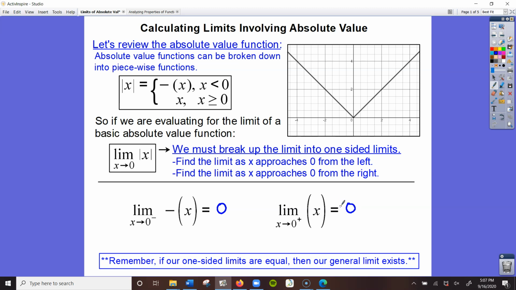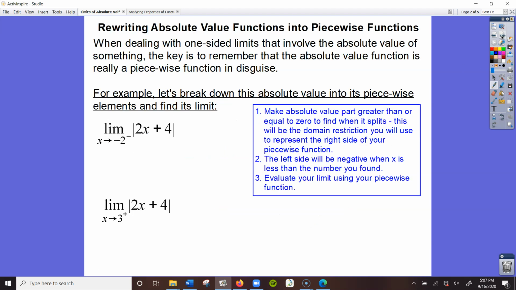When we are evaluating absolute value function limits, we have to check that the left side and the right side are equal in order for our general limit to exist. So let's see if we can break down this absolute value function and write it out as a piecewise function.